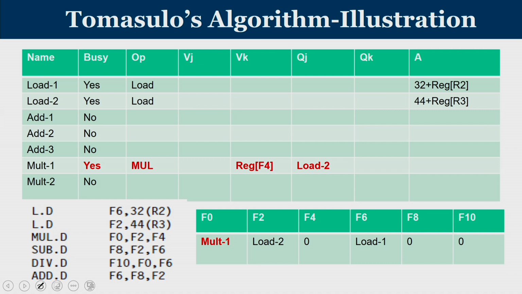Now, we are going to the multiplication instruction. One of the operands of the multiplication instruction is F2, the first operand. The second operand is F4. The value of F2 will be produced by load 2, whereas the value of F4 is 0. So, the first operand F2 is not available because RSI indicates that load 2 will produce the result. So, Qj will contain load 2, meaning to get the value of F2, you have to wait until load 2 produces a result. Whereas F4 is an operand that is available.